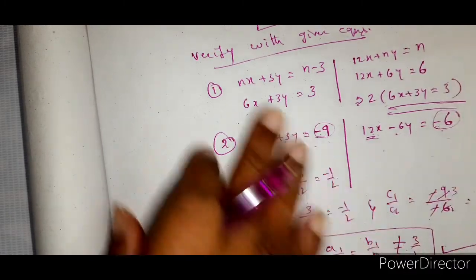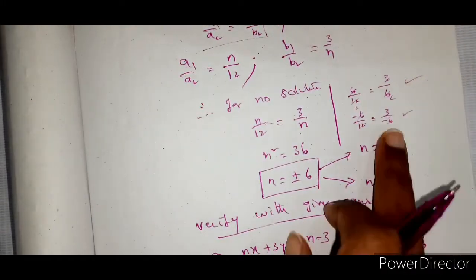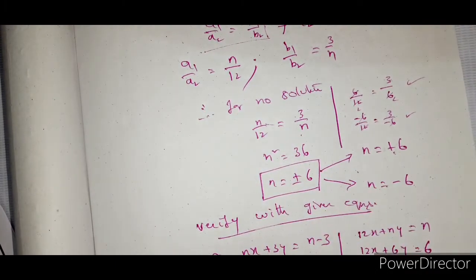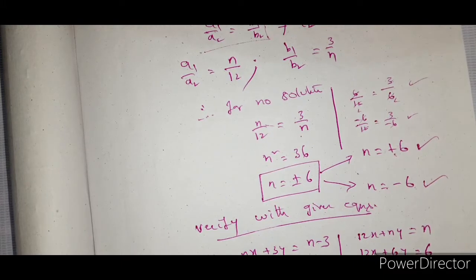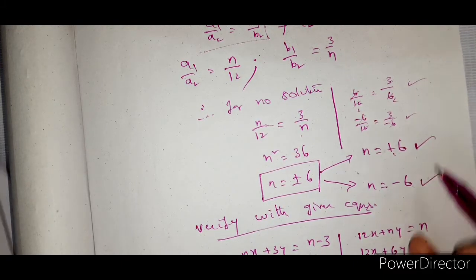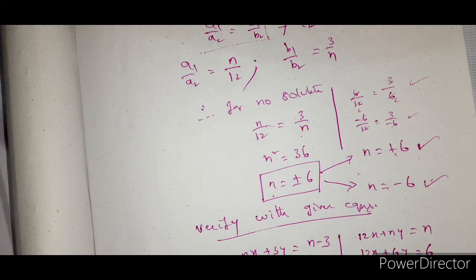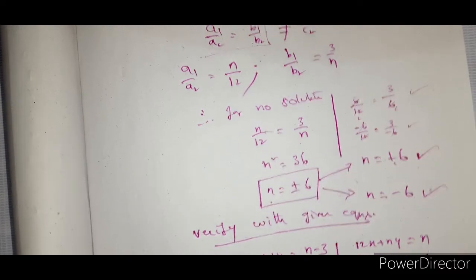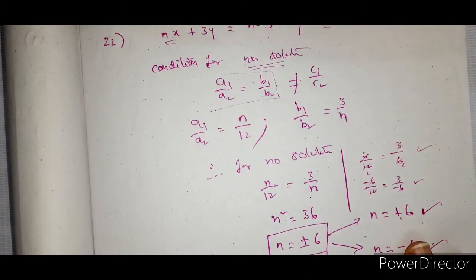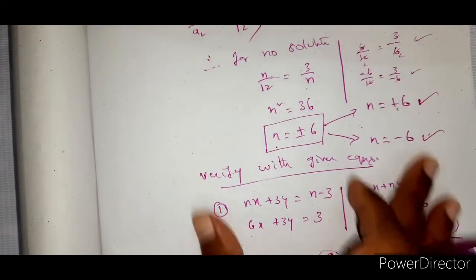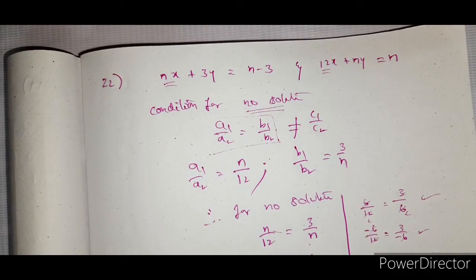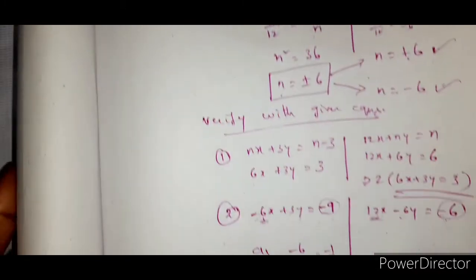So either you can verify directly by substituting in these equations, or once you get these values you can also verify here. Therefore there are two values of n for which there is no solution to the pair of linear equations. Important problem. Till here it is enough, but if asked to verify, this is how you have to verify in the equation. So please pause and note it down, the verification part also.